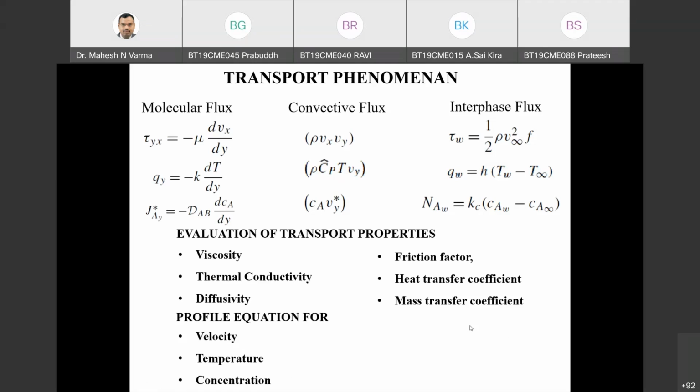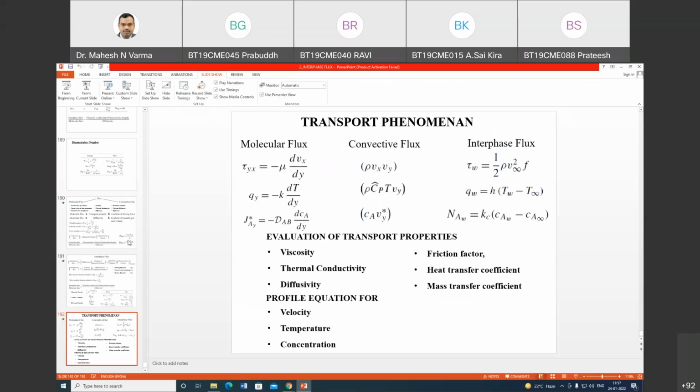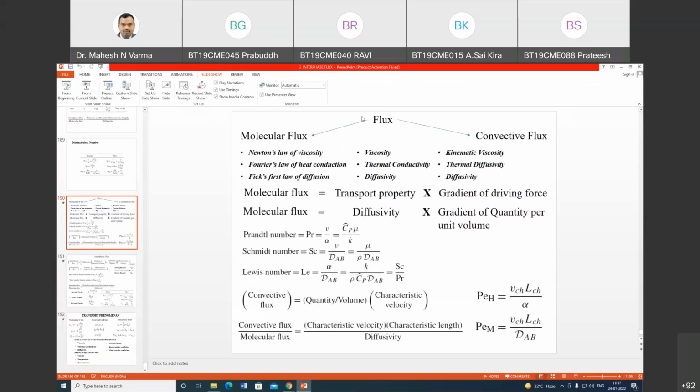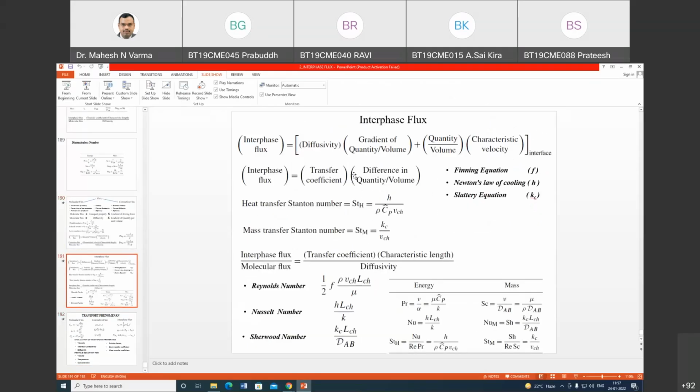So the overall picture of transport phenomena is already covered. The base is ready. You should not have any confusion or any question over whatever topics we have covered. And this is covered in these three slides. This relates to flux, molecular flux and convective flux, and these are the five dimensionless numbers. This is the interface flux, and this is the generalized equation.